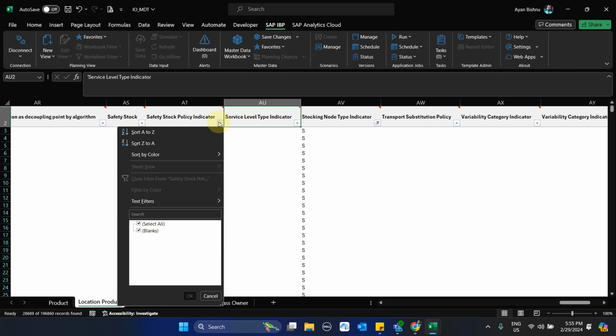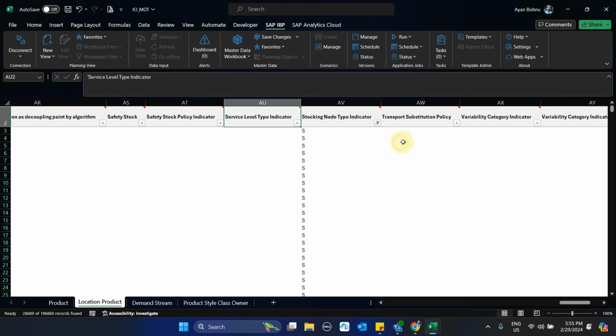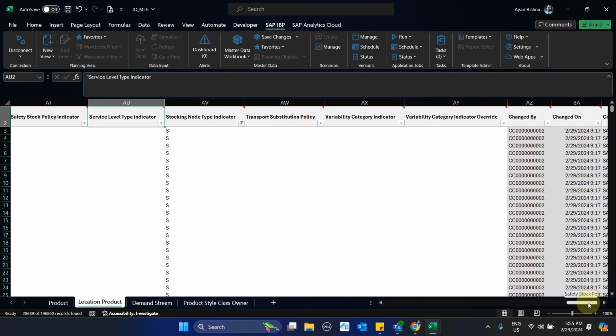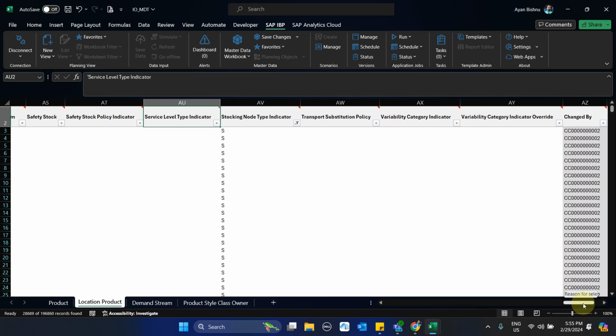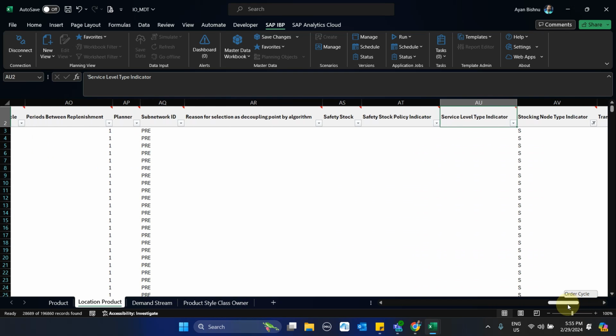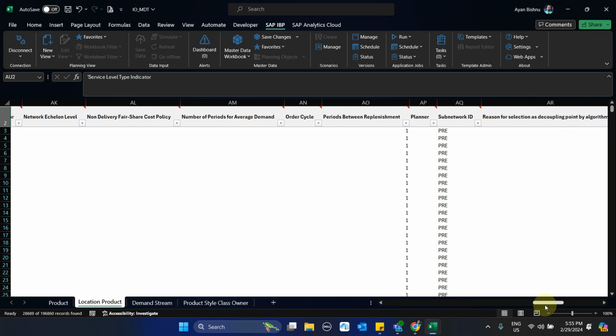So these are the two things that I just wanted to cover, but one important thing is the stock node type indicator is very important. Now after the stock node indicator is gone, then comes period between replenishment. Period between replenishment is a very important aspect. Now what is period between replenishment?